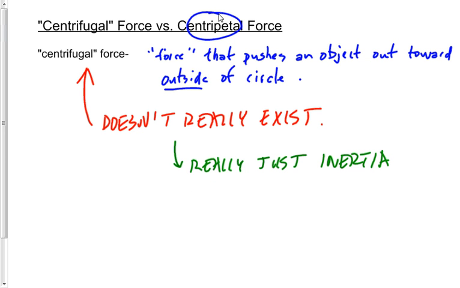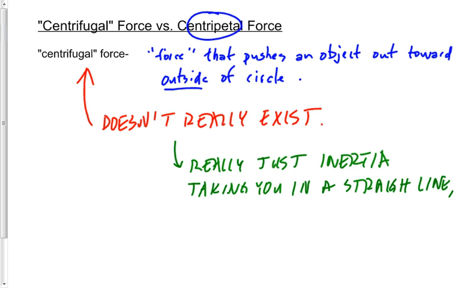I was going to say pushing you in a straight line, but inertia doesn't push you anywhere because it's not a force. It's really just inertia taking you in a straight line. Then the wall pushes you in. So why do you feel like you're being pushed out if it's really just a force that's pushing you in? Inertia taking you in a straight line, and then the wall pushing you in. Well, every time we experience an acceleration, we experience what we call a pseudo force, a fake force, a force that doesn't really exist.